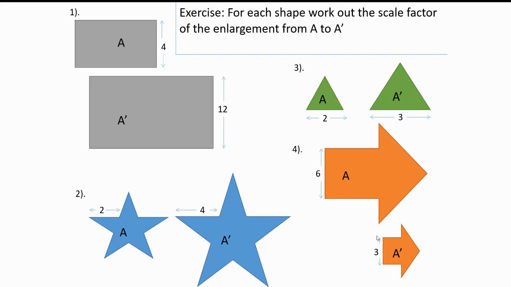And this one's a little trick as well, because you might say it's 2, but the enlargement from A to A dash is actually getting smaller. So the answer is a half, 0.5, because 6 times 0.5 makes 3. That's one little trick in maths, because in English, when you say enlargement, it's always getting bigger. But in maths, enlargement just means it's retained the same shape, but it's a different size. So it might get smaller.